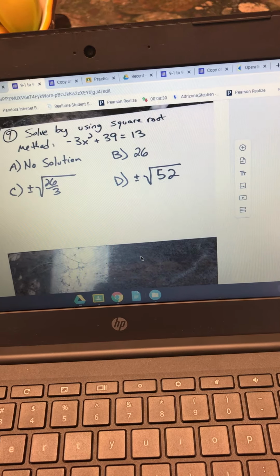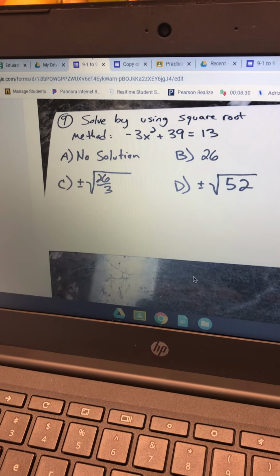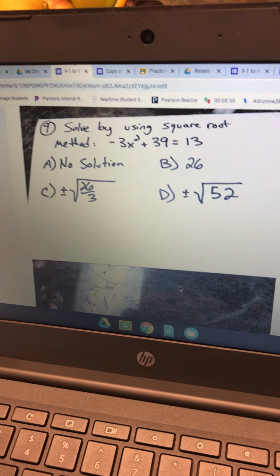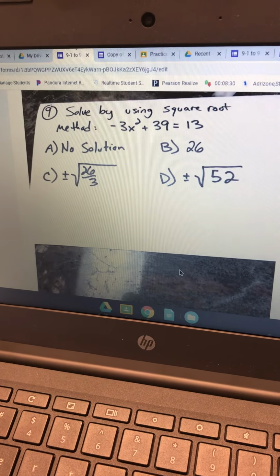Solve by taking the square root. This one wasn't as nice to work out because we end up with a non-perfect square when we were done, but that's okay. As long as it's not negative, we can find an answer. So if I go ahead and solve this guy, I'm going to get -3x squared is going to equal, so when I subtract that, I get -26 when I subtract 39 from both sides. Now I divide both sides by -3. So x squared is going to be equal to 26 over 3, or 26 thirds.